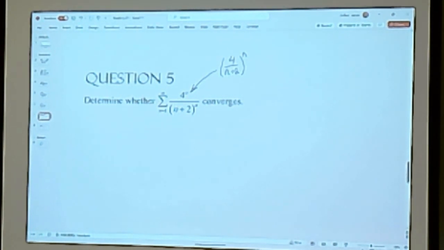So look at the nth root of the absolute value of our a sub n. I'm just going to write it as it was given. 4 to the n over n plus 2 to the n. Doesn't that cancel out? It will. I'm going to use a property of absolute values to pull the nth power outside the absolute value first. We're left with that limit.